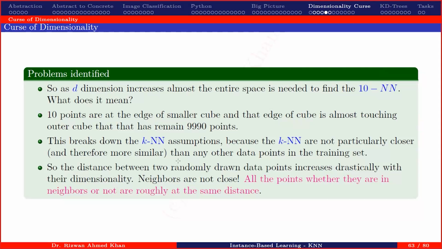This breaks down the k nearest neighbor assumption, because the k nearest neighbors are not particularly close, and therefore there is no notion of similarity. Right? So the distance between two randomly drawn data points increases drastically with their dimensionality. Neighbors are not close. All the points, whether they are neighbors or not, are roughly at the same distance. So how to find a neighborhood? Then all the assumptions of k nearest neighbor just break down.